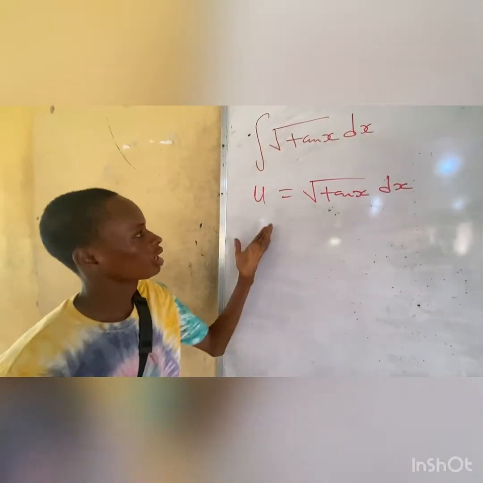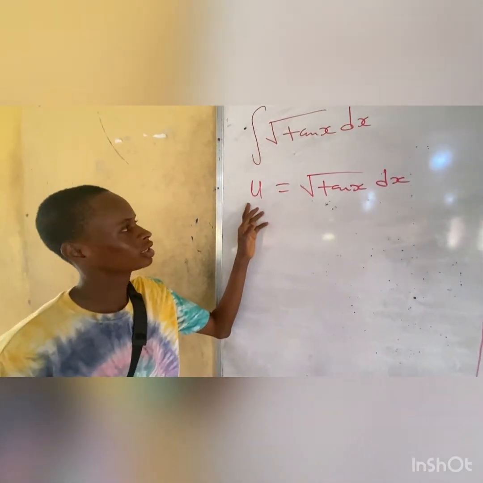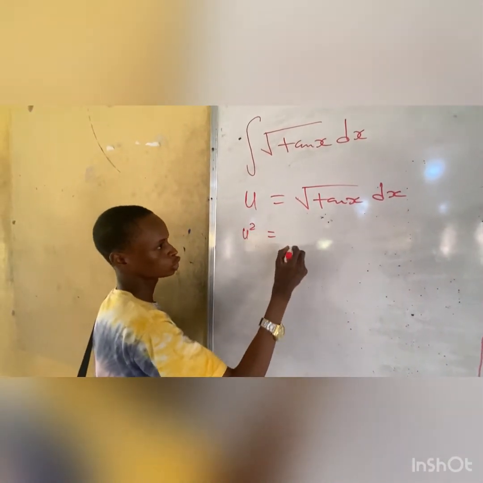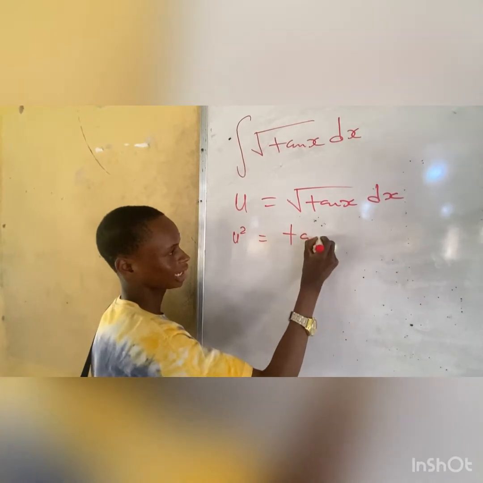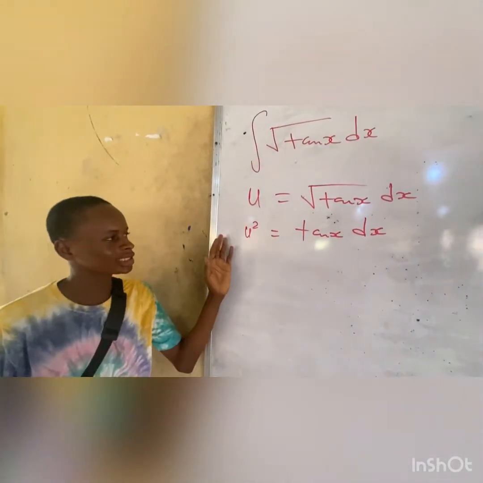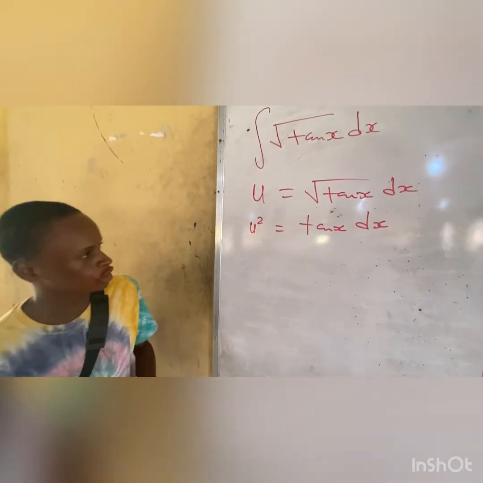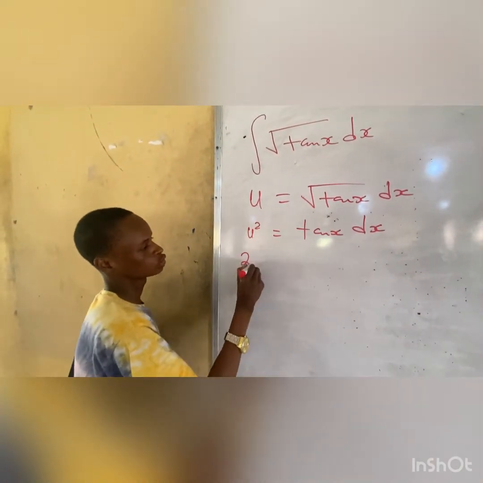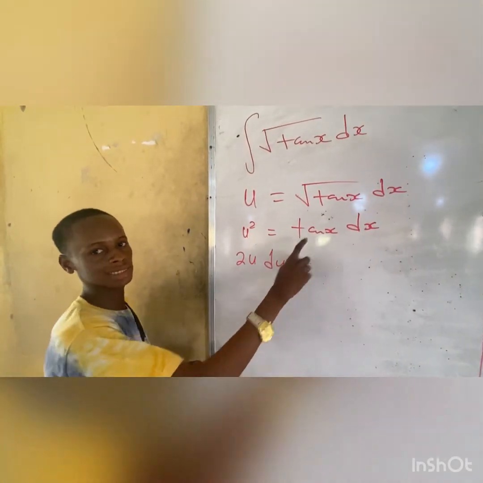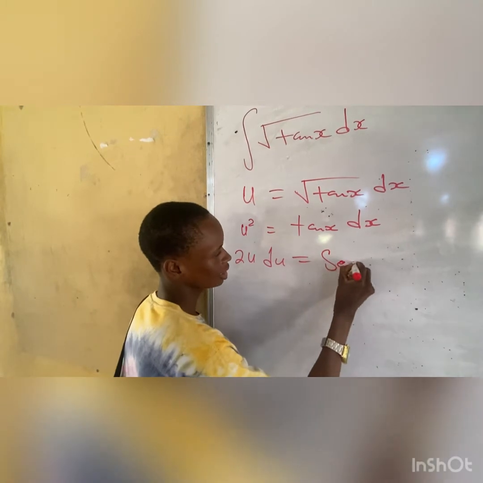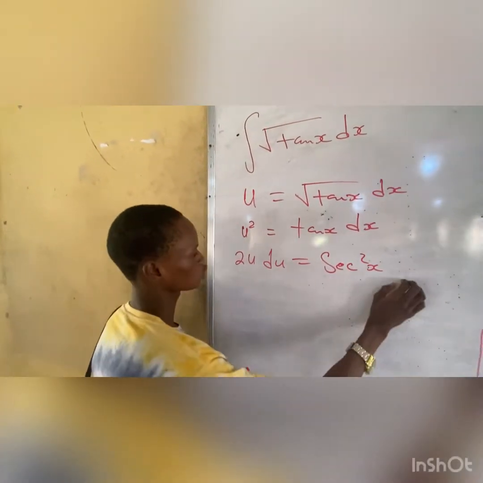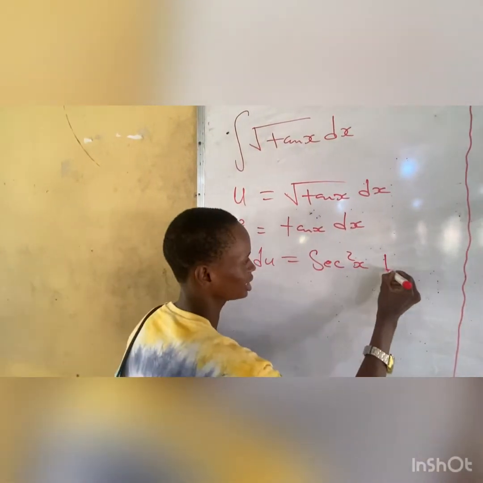Now taking the square of both sides, we have u squared is equal to tan x. Now differentiating, we have 2u du is equal to, when we differentiate tan x, sec squared x dx.